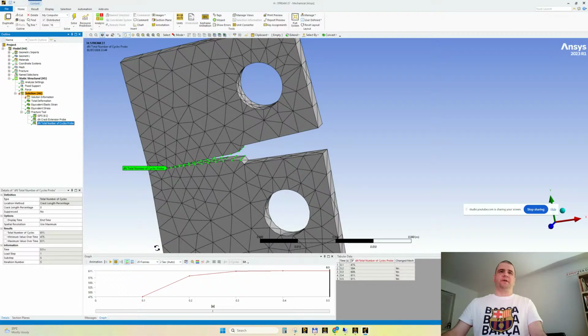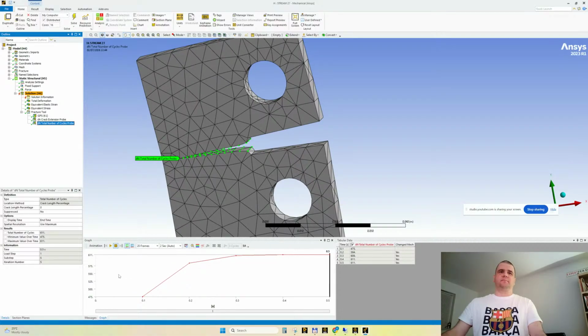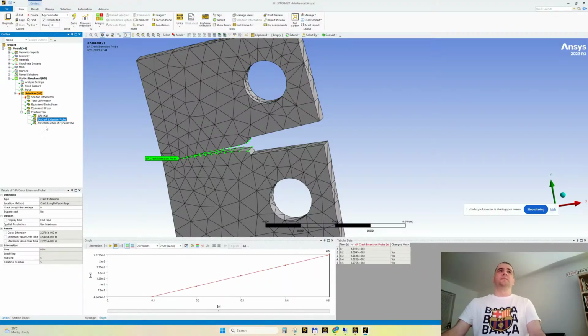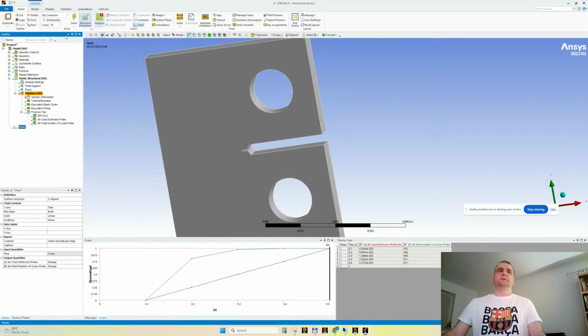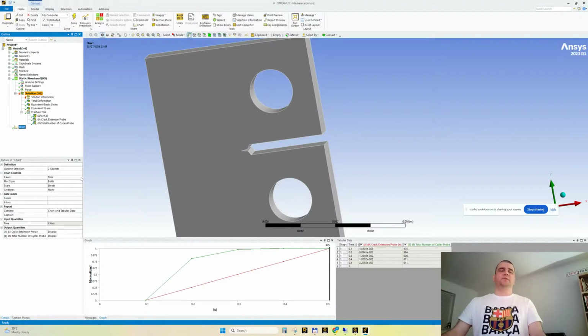Here. So we have, I need a number bigger than 3, okay? So let's do the plot. We're selecting both with Control pressed. We have chart. And let's plot them. We don't need time.